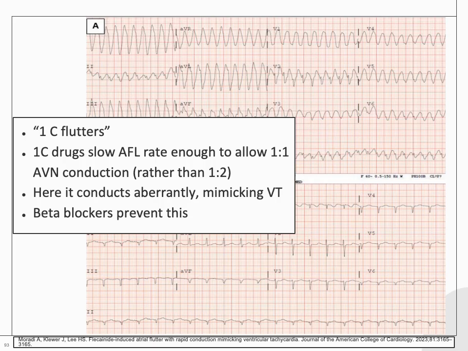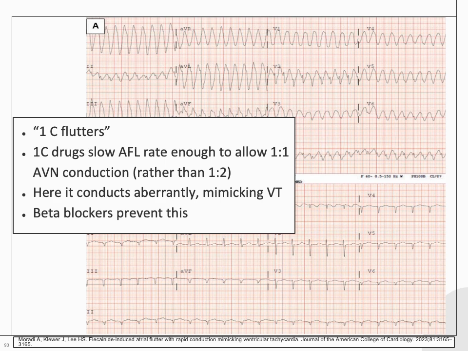So why are beta blockers given in addition to antiarrhythmic drugs like flecainide? Flecainide is an antiarrhythmic drug which slows the rate of atrial flutter to a rate which potentially the AV node can conduct one-to-one. For example, without flecainide, the AV node may conduct half or 50% of the atrial flutter beats at 300 beats per minute, yielding a ventricular rate of 150 beats per minute. This is typically seen in atrial flutter, that rate, around 150 beats per minute.